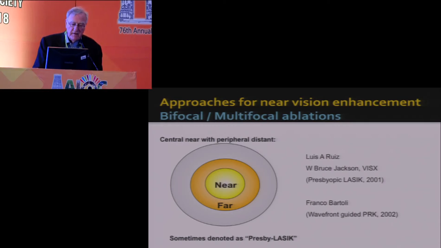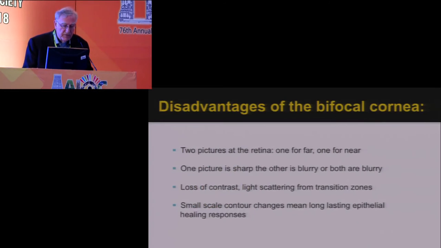It was central near with peripheral distant from Luis and Bruce Jackson with the Visx machine, presbyopic LASIK in 2001, and from Franco Bartoli with the wavefront-guided PRK, sometimes denoted as Presby LASIK, done with the Carl Zeiss Meditec MEL 60. The disadvantages of the bifocal cornea: the idea was to model the cornea for presbyopia.